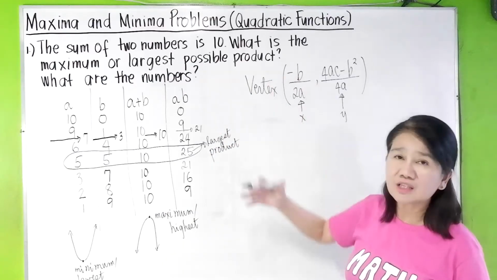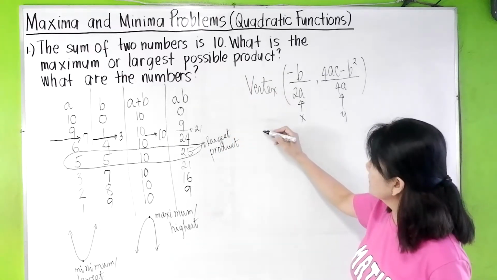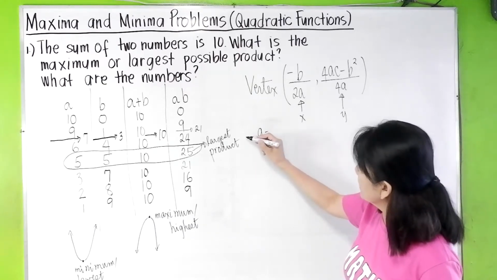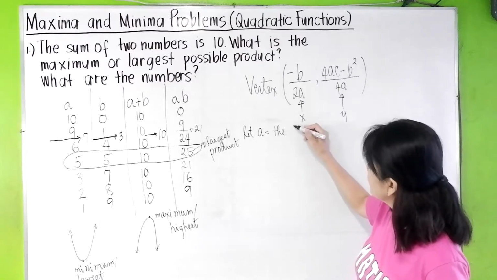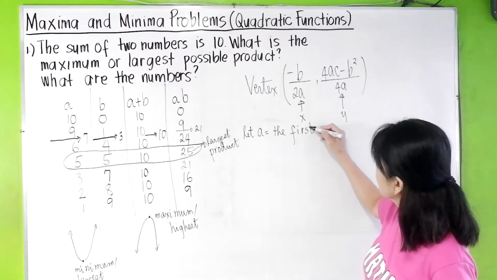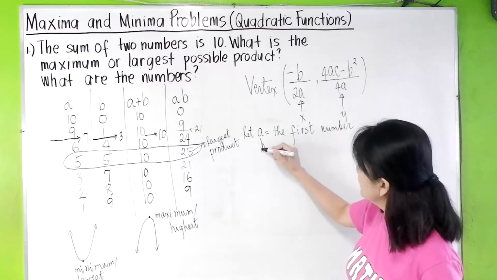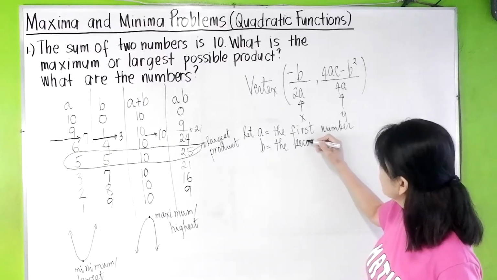Okay, let's start again. The sum of two numbers is 10. So we let a be the first number, and we let b be the second number.